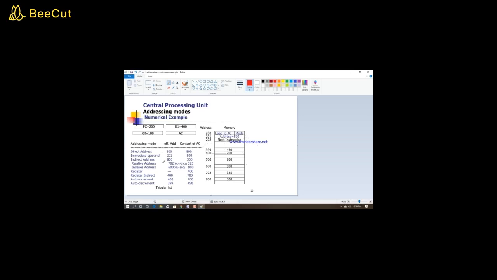Now the first one, direct address. How do we find it? Here the effective address of direct address is 500. Then what is the content of the accumulator here? At 500 the value stands at 800, so we choose 800 as the accumulator value. Then the immediate operand. Here the effective address is 500. What is the immediate operand here? That is 201.